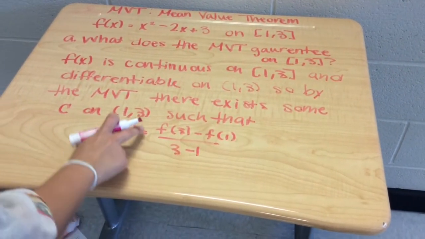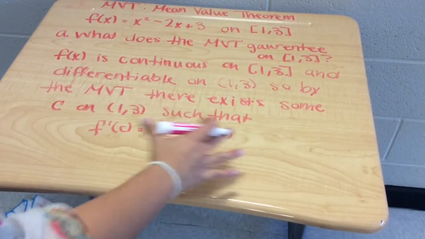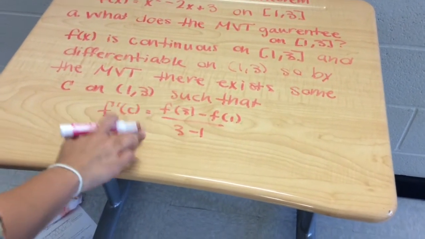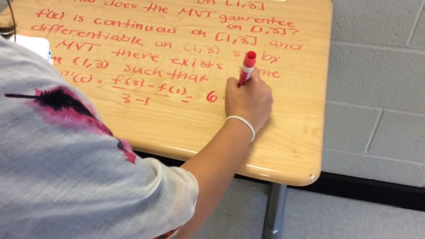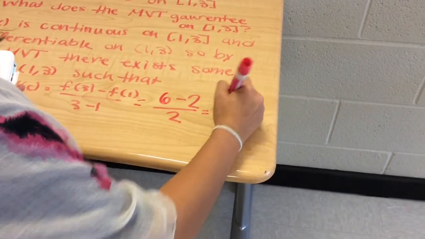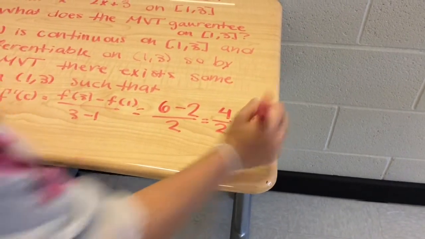Now make sure you don't write down f of A minus f of B. Make sure you plug in your intervals into the equation. 6 minus 2 over 2, which would equal 4 divided by 2, which equals 2. And then you have your answer.